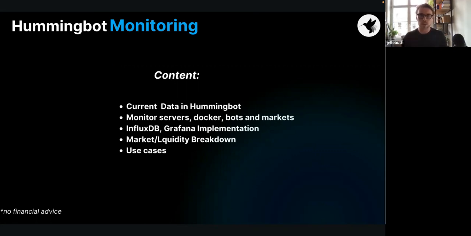A little bit about the Influx database and Grafana implementation, the market and liquidity breakdown that we have, and then some use cases, like what other reasons there could be for tracking this data.